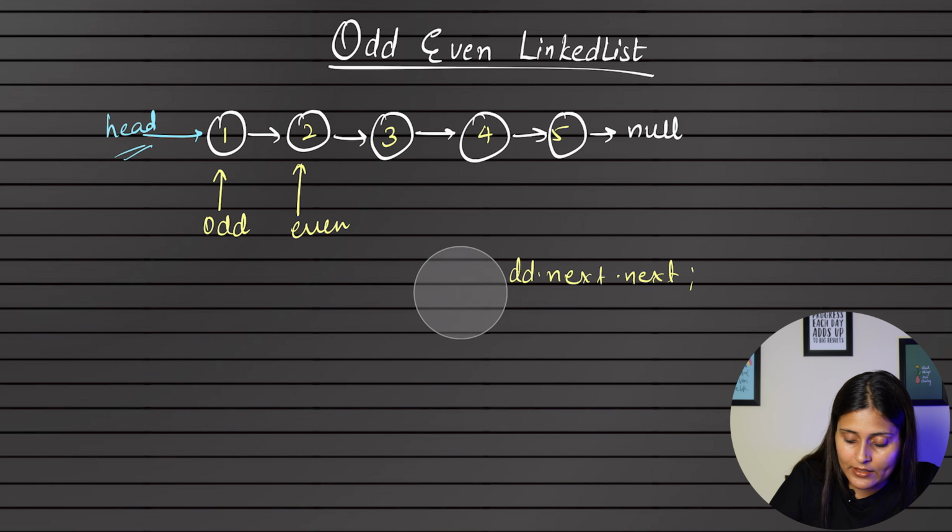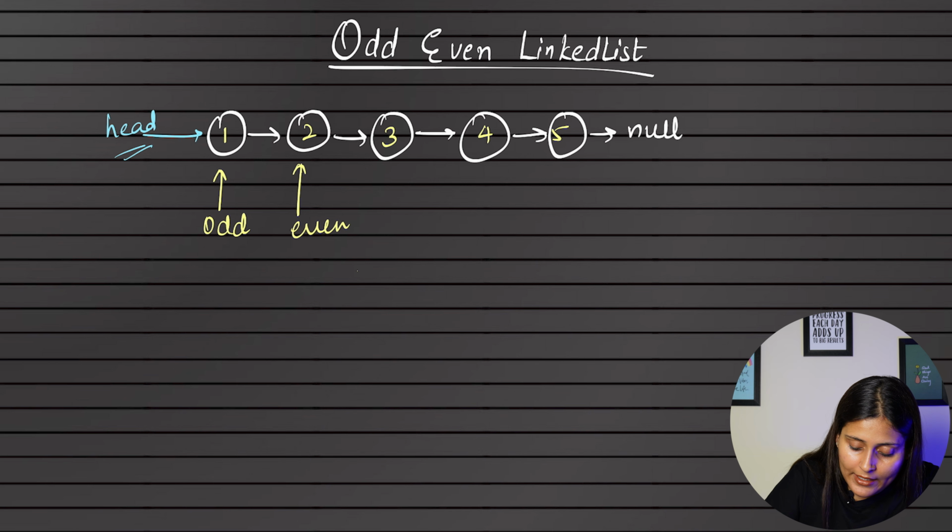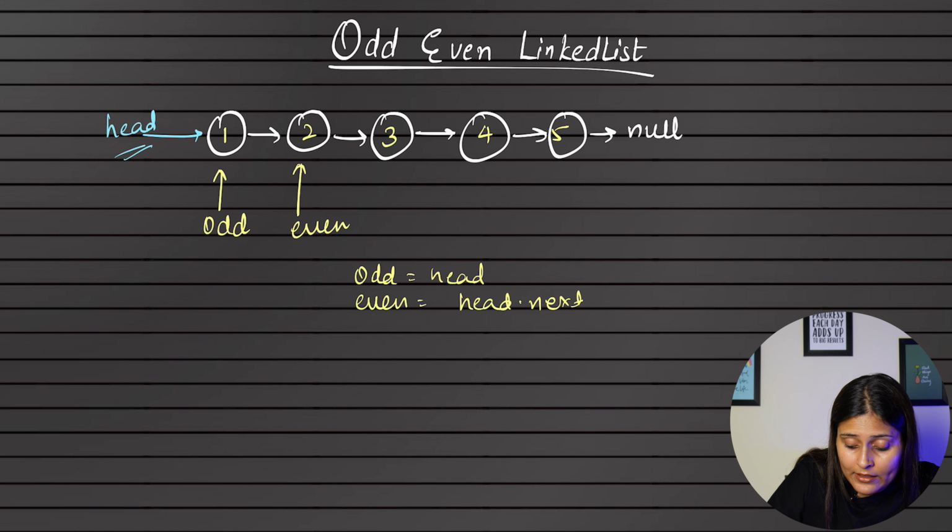So instead of writing this now, we will initialize odd as head and even as head dot next. But before writing this, please check that head and head dot next are available. It should not be that you have only one node in the whole linked list, then it does not make sense. Also, if you have 0 nodes in the linked list, it does not make sense.